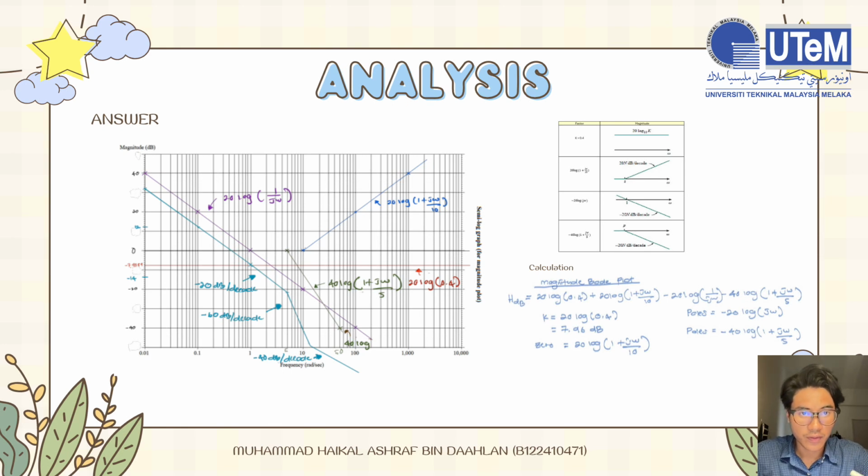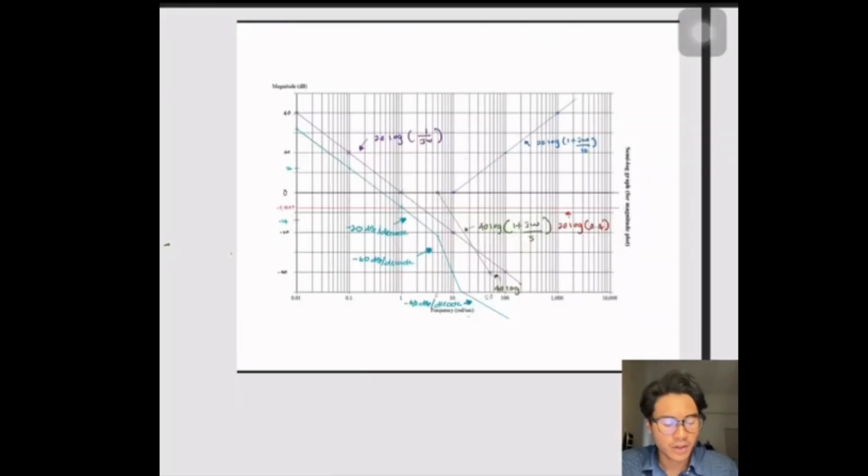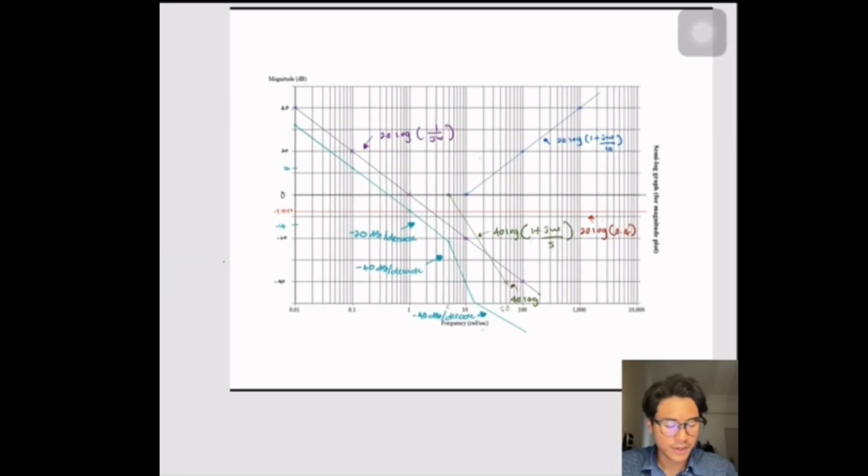We continue to do the analysis of the magnitude Bode plot. Firstly, we find the constant, which is 20 log 0.4. We get negative 7.96 dB. Second, we find the zero, which is 20 log |1 + jω/10|. And lastly, we find the poles. We have two values: 20 log 1 over jω and 40 log |1 + jω/5|. Okay, we go through to the semi-log graph for the magnitude plot.